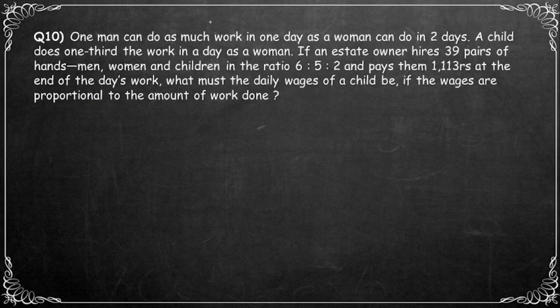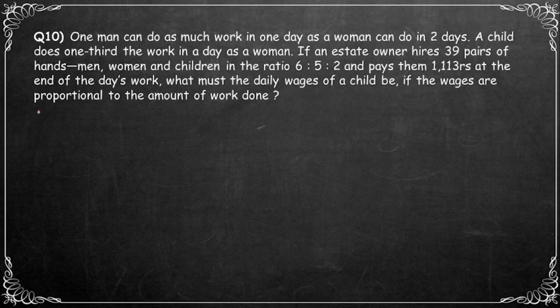Question 10. One man can do as much work in 1 day as a woman can do it in 2 days. A child does 1/3 of the work in a day as a woman. If an estate owner hires 39 pairs of hands, men, women and children in the ratio 6:5:2 and pays them 1,113 rupees at the end of the day, what must be the daily wages of child B if the wages are proportional to the amount of work done?